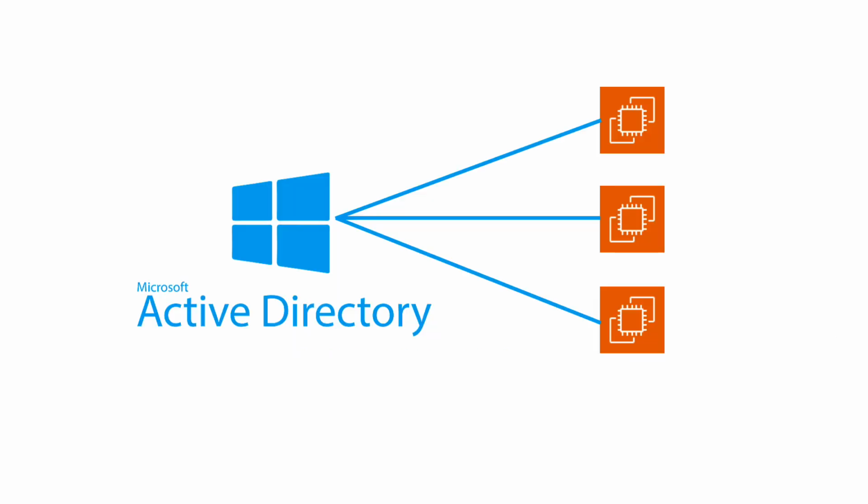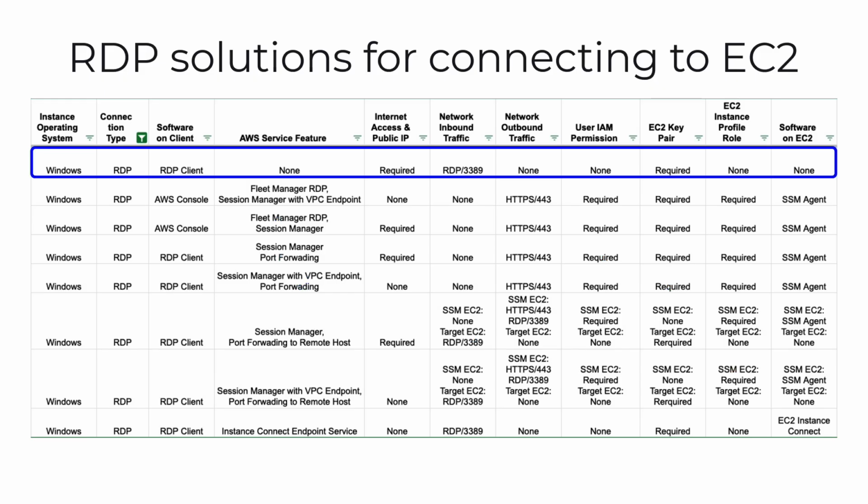This is where you may consider solutions like using Active Directory to domain join your EC2. Another option is to use AWS solutions like Session Manager, EC2 Instance Connect Endpoint, or Fleet Manager, which uses IAM permission. You can see here some of these solutions don't even require a public IP or RDP port to be open. You can learn more about other RDP solutions in the video links in the show notes.